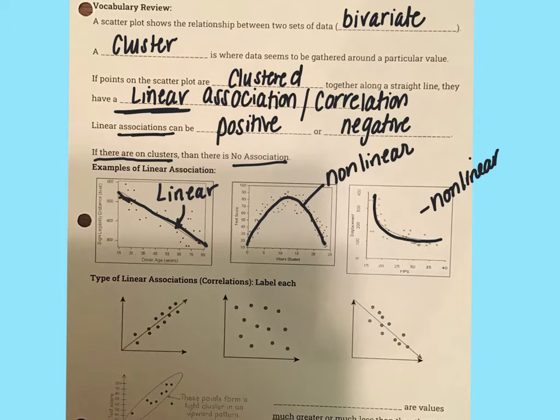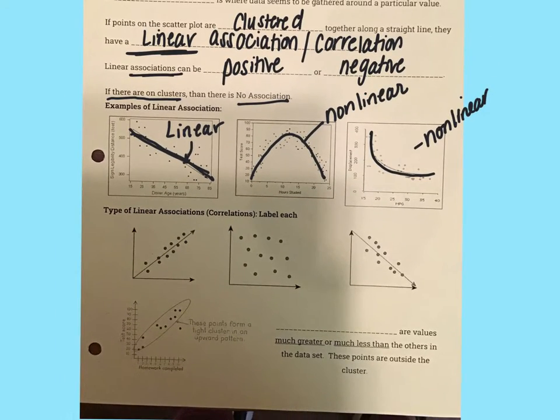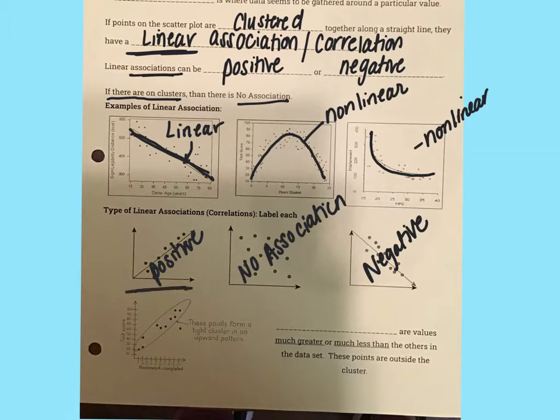If the line is straight, linear. If the data is creating a not straight association, it is nonlinear. We've already talked about types of associations. You should know this. Easy peasy. This is a positive. This is no association, same thing as correlation. And this is negative. This one and this one, we would call linear. The middle one isn't linear because it didn't create a straight line.